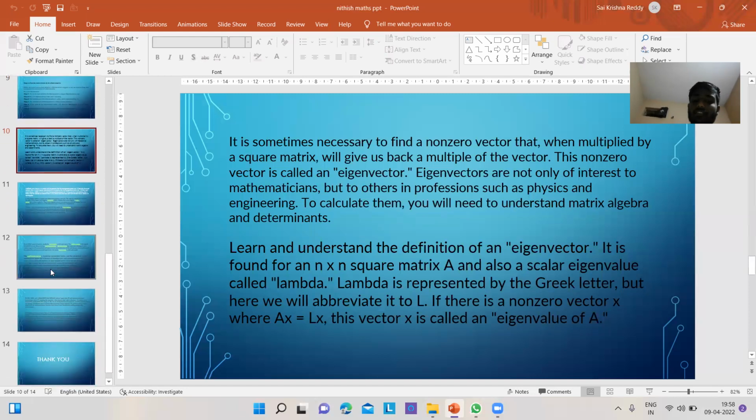Learn and understand the definition of an eigenvector. It is found for an n by n square matrix A and also a scalar eigenvalue called lambda. Lambda is represented by the Greek letter, but here we will abbreviate it to L. If there is a non-zero vector x where Ax equals Lx, then vector x is an eigenvector of A.